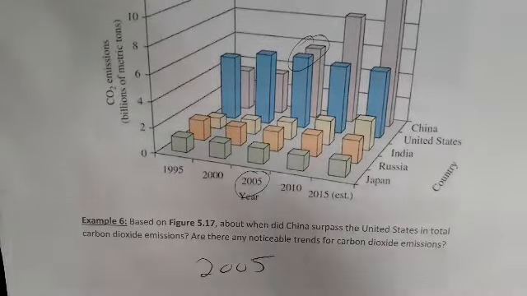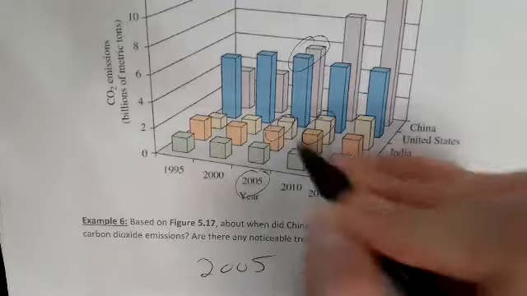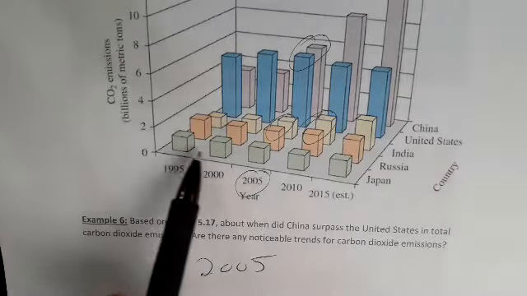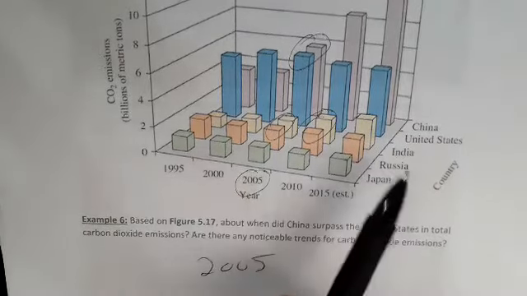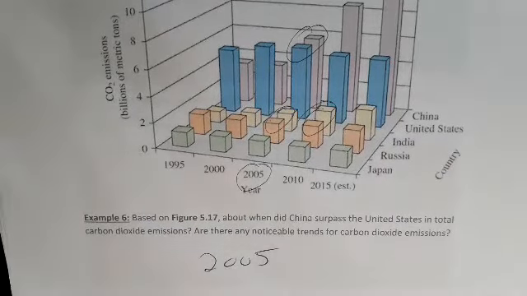It looks like India and Russia caught up to each other somewhere along this line, right? Between 2005, 2010. It looks like Japan's been pretty consistent. They've gone up a little bit, but not a whole lot. So that's also something maybe we can notice. They have stayed about constant.